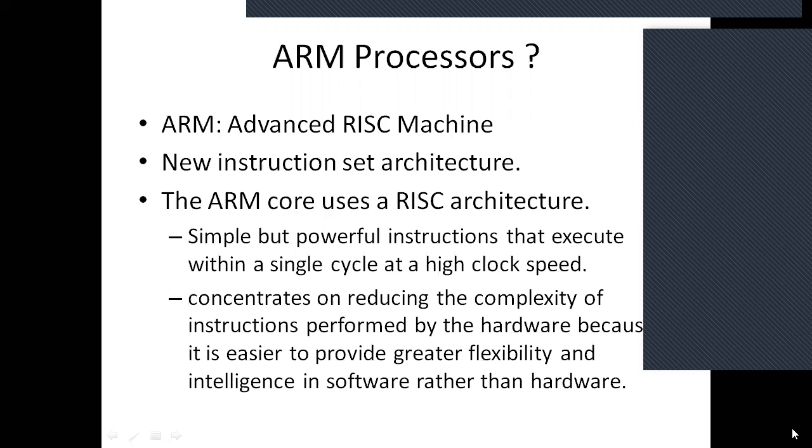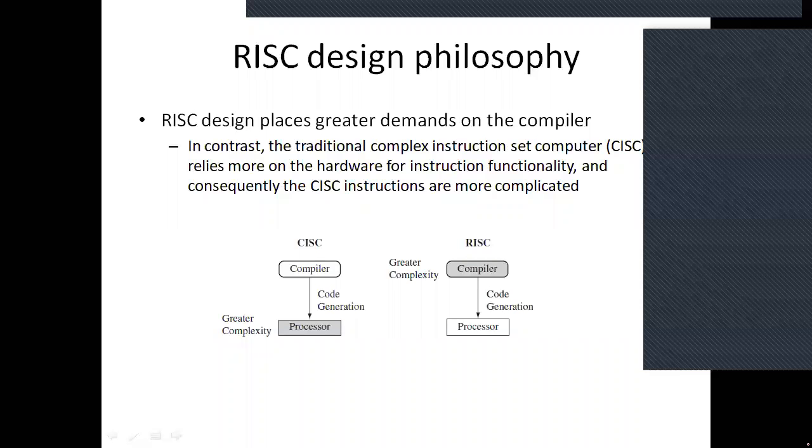And also we have to compromise with this reduced hardware concept, because as the hardware complexity reduces, the software complexity increases. That means whatever operations you could not do in the hardware have to be implemented in software. So obviously, in the case of an ARM processor, the software complexity will increase. As I told you, RISC design places a greater demand on the compiler. You know that a compiler is a computer program that translates high level programs into machine language. So it is software.